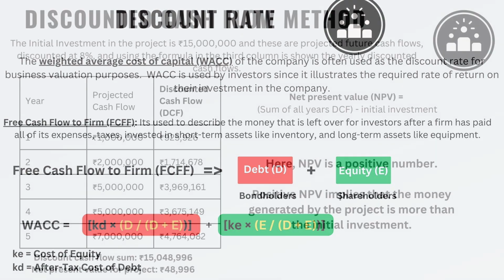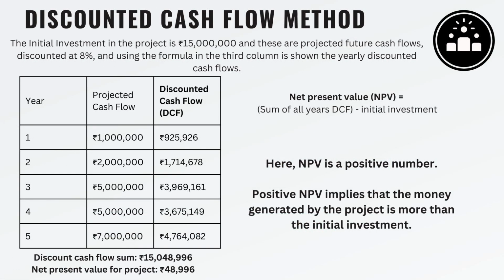cash flows. Here is the example of discounted cash flow, in which an initial investment of 15 lakh is made in a project and cash flows are projected for the next 5 years. The discount rate is 8%, and the third column shows the discounted cash flow, which is calculated on top of projected cash flow based on the discount rate. Adding all the discounted cash flows for 5 years, we get the final amount, which is the discounted cash flow sum of 15 lakh and 14,996 rupees.